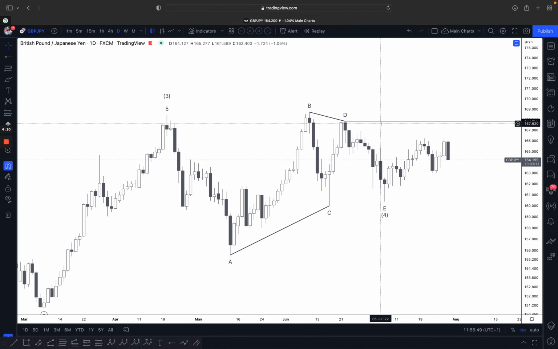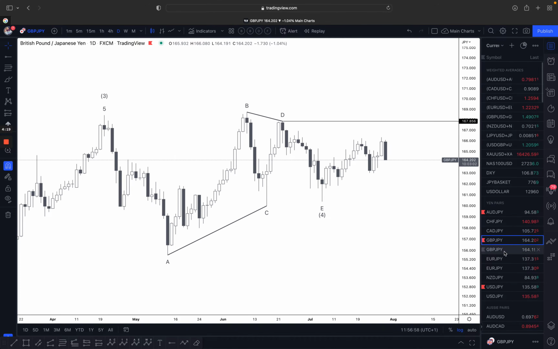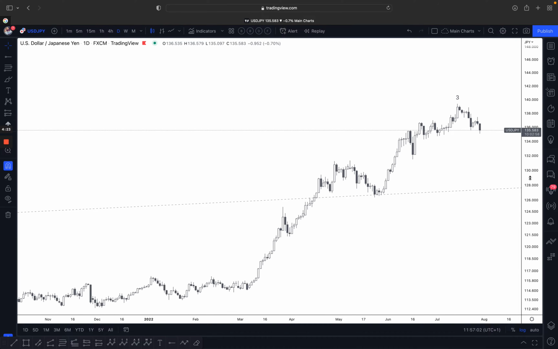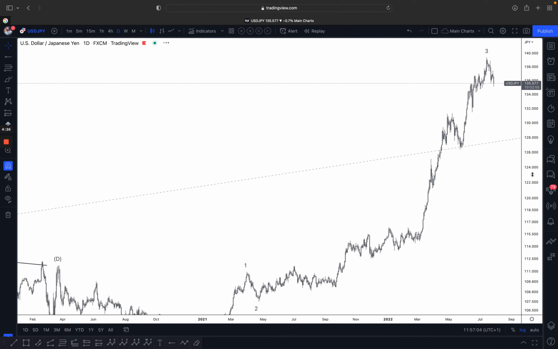If it does break the extreme of wave D, I would happily take it, because it is pretty obvious that this has unfolded as a triangle. So that is GBPJPY. Slightly different approach on dollar yen.